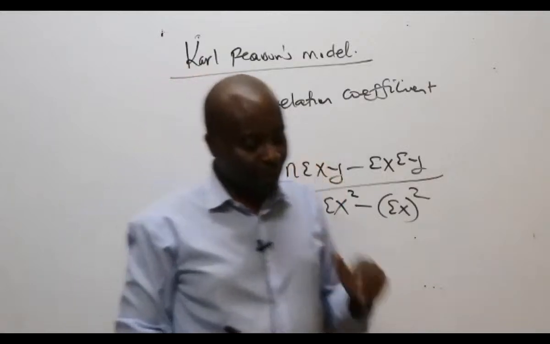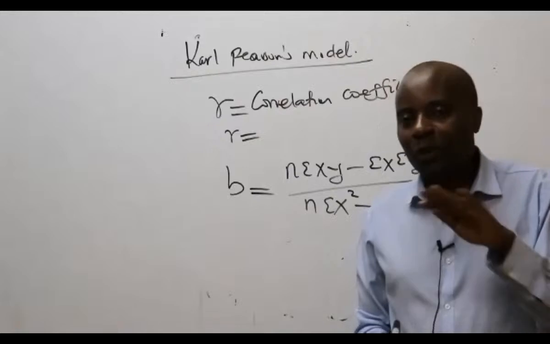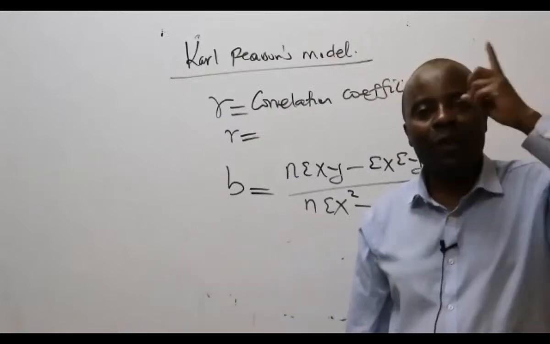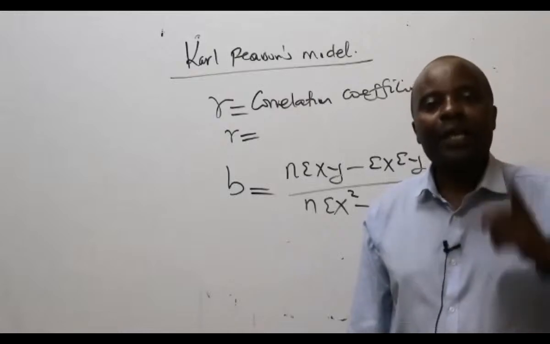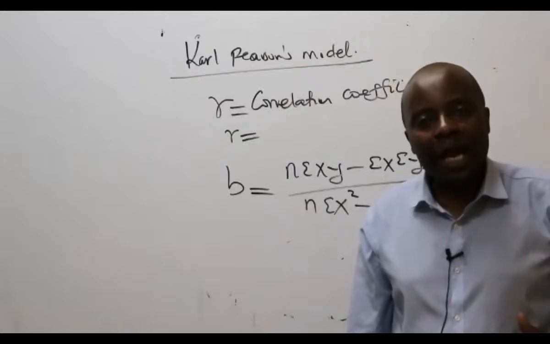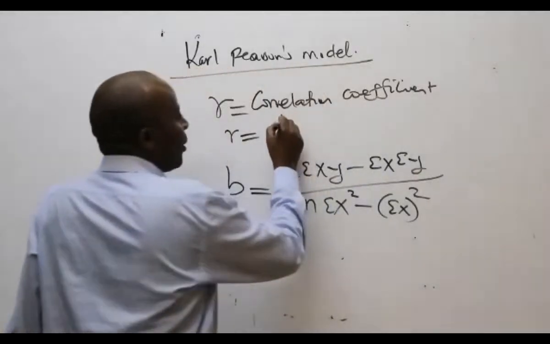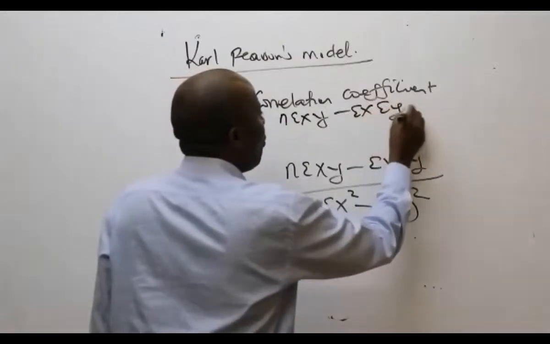Ladies and gentlemen, let me repeat this. I may forget many things about these formulas, but one thing that will never escape my memory is that the numerator of R is the same as the numerator of B. So the numerators are the same: n summations of xy minus summation of x, summation of y, all over.